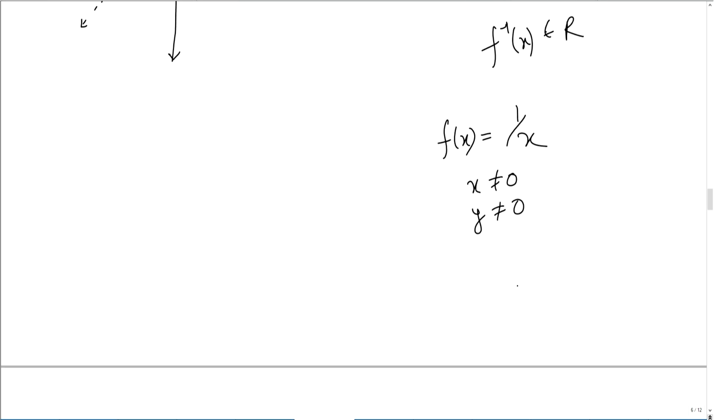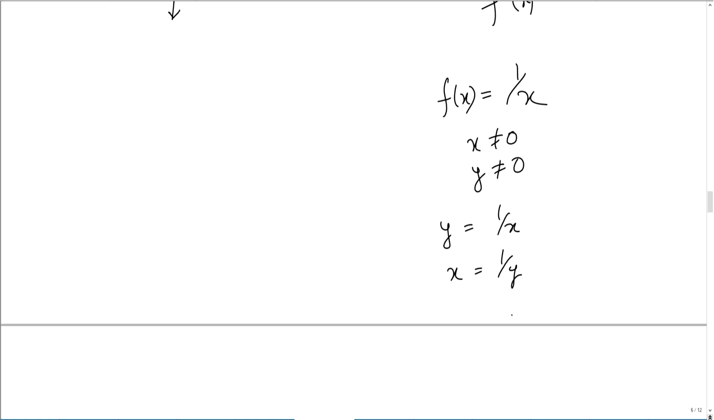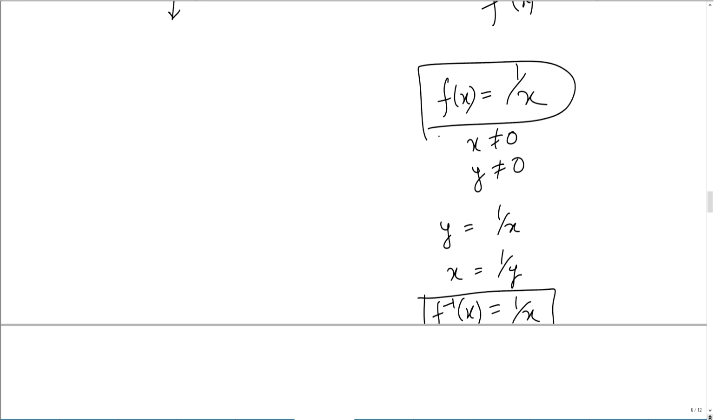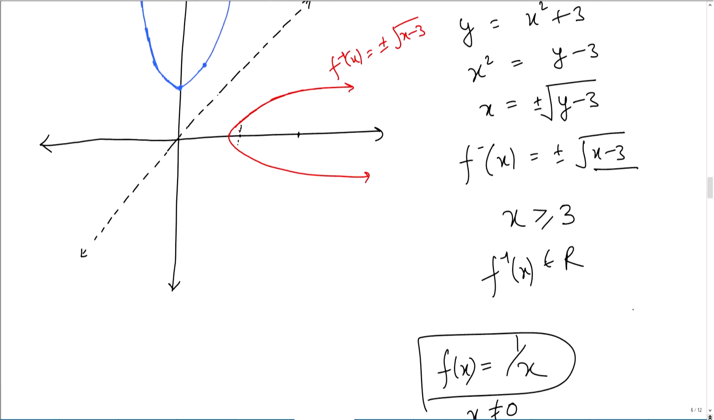Let us derive the inverse function. So, step 1, y equals 1 by x. x would be 1 by y. So actually here the inverse function is the same as the original function. So f inverse x equals 1 by x. So you have the same function as original function as well as inverse function, right? The domain and codomain also remain the same: x can't be equal to 0, y can't be equal to 0.